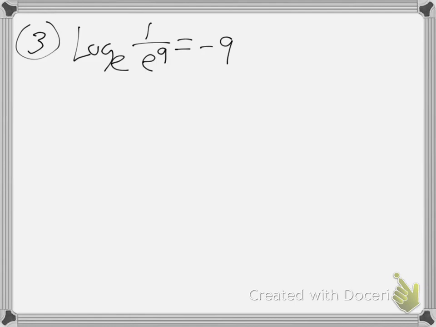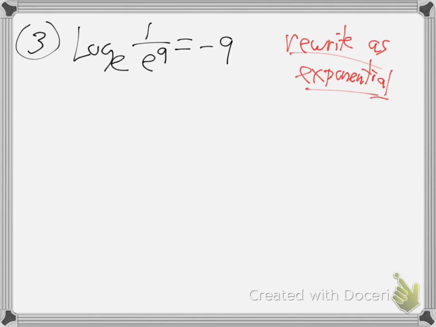So, how am I going to get rid of that log word? Same thing on all these first 3, maybe another one, I'm not sure. They want me to rewrite as an exponential. They want me to get rid of the log word. So how do I get rid of that log word?